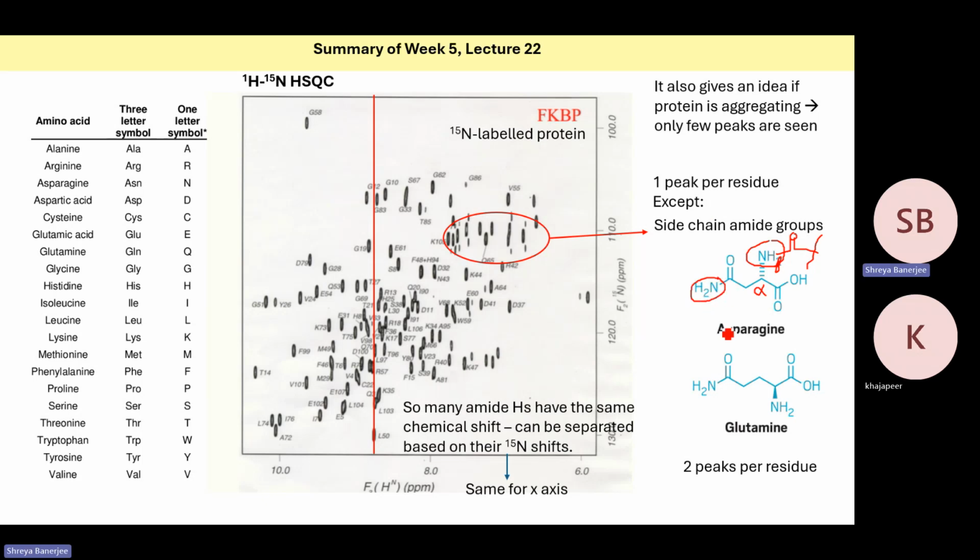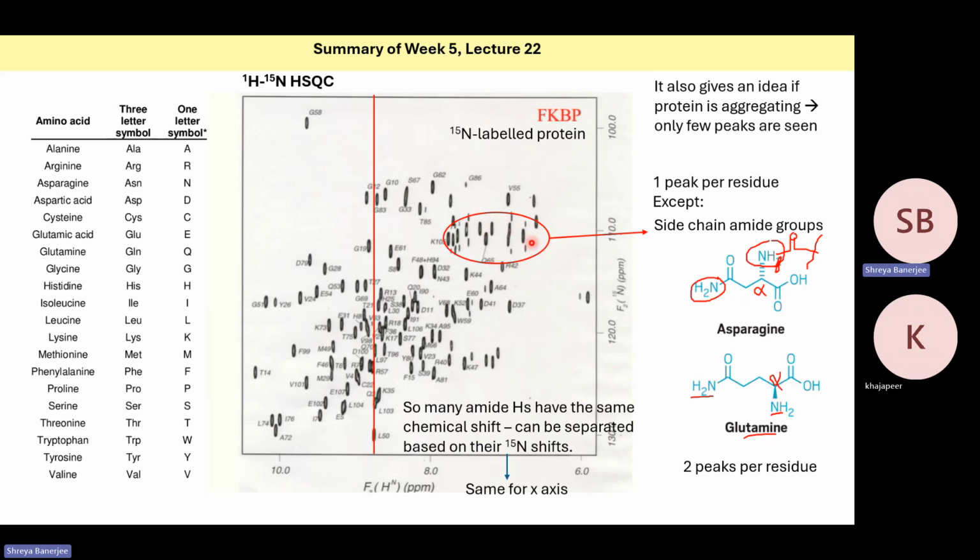These are amino acids with a side chain amide group. Then glutamine is also there, which is the same as asparagine with one extra carbon. So these will have two peaks per residue. One peak is due to the main chain NH that is attached to the alpha carbon, and another is due to the side chain NH.